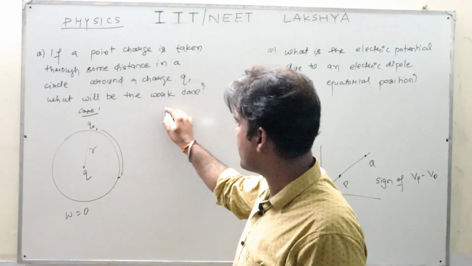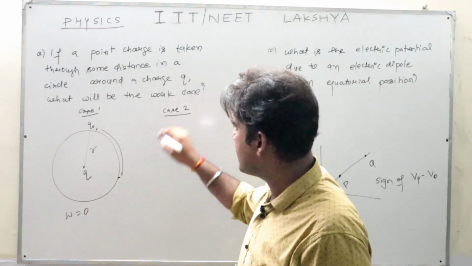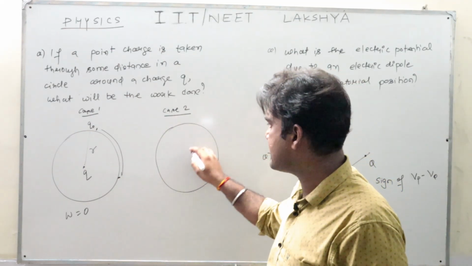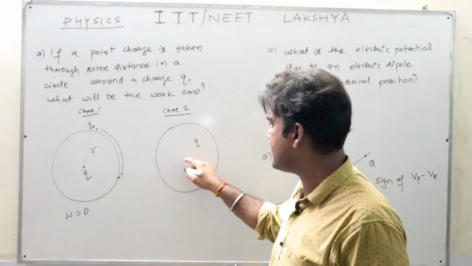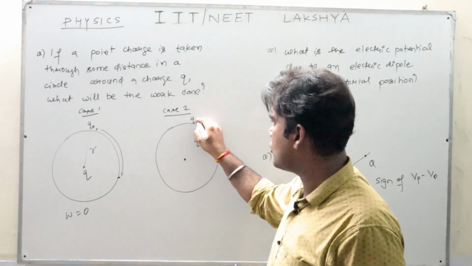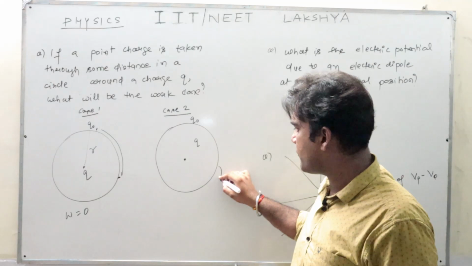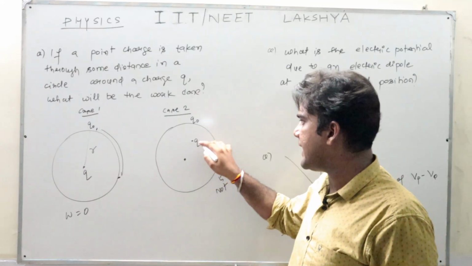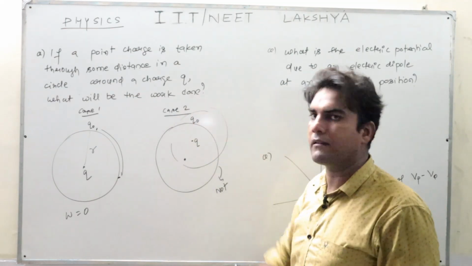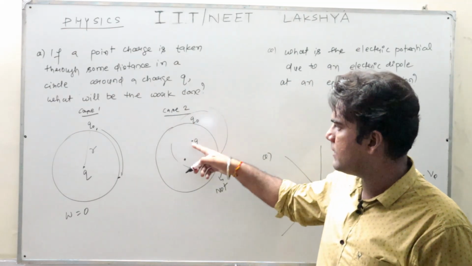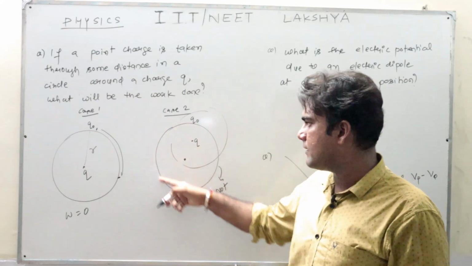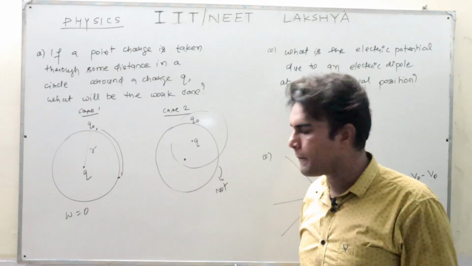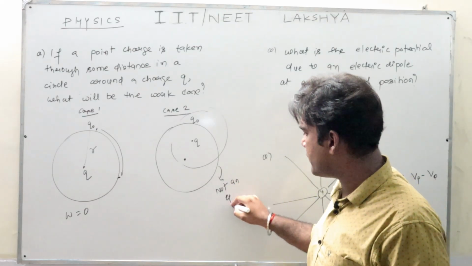That is case 1. But in case 2, suppose your charge is not at the center. Let us say your center is here, but the charge is here, and this is your q naught. This time this surface is not an equipotential surface, because if charge q is here, then the equipotential surface would be its own sphere. Try to understand: this sphere is not an equipotential surface for this charge q, because this charge q is not at the center.